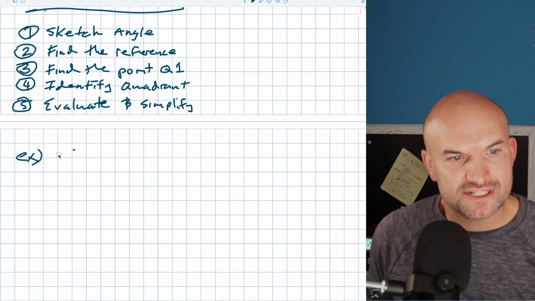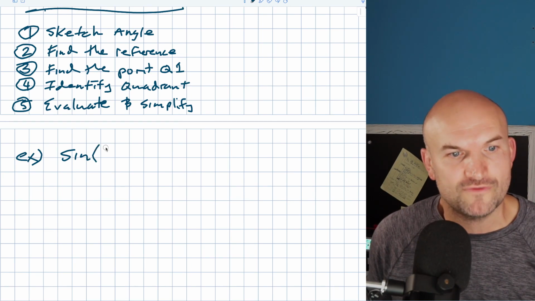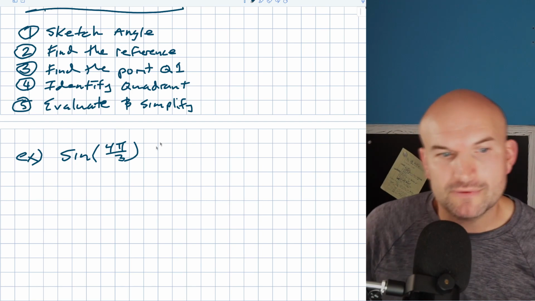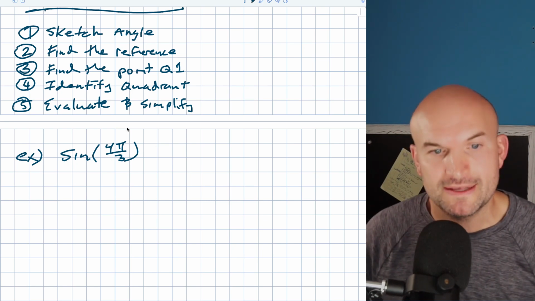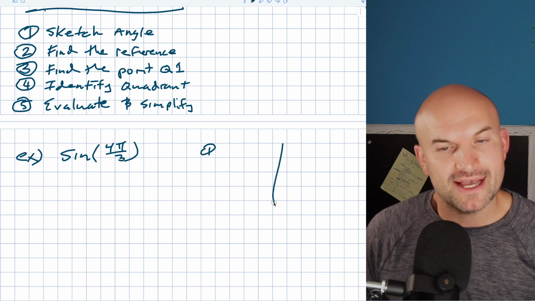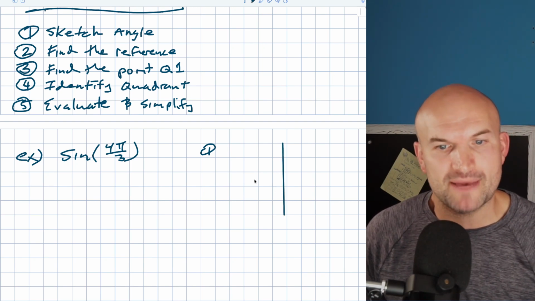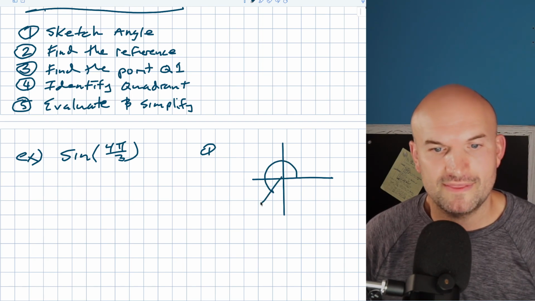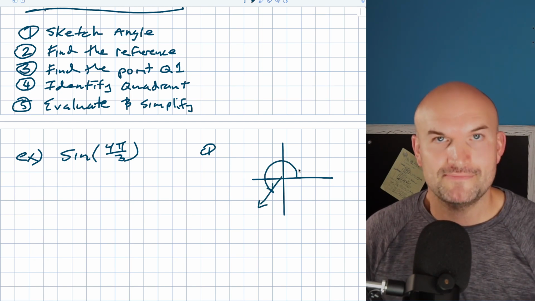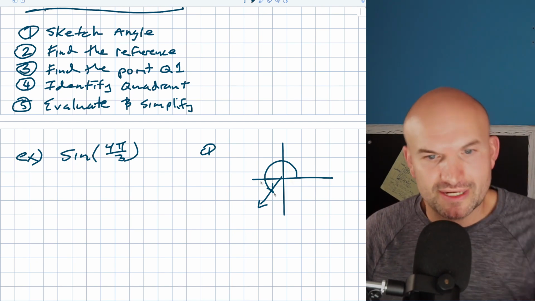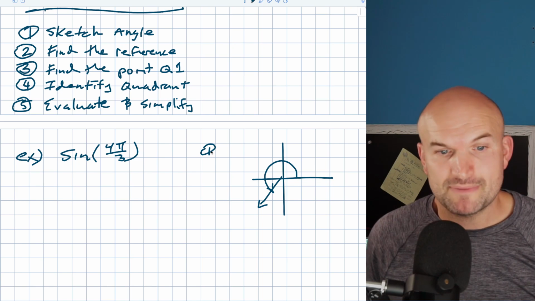All right. So the first example is going to be the sine of 4 pi over 3. So how do we evaluate the sine of 4 pi over 3 using the unit circle? Step number 1, sketch the angle. Now again, the more you do these, the better and faster you're going to get at this. 4 pi over 3 is right here. It's larger than 3 pi over 3, and then your extra pi over 3. So that's step number 1.